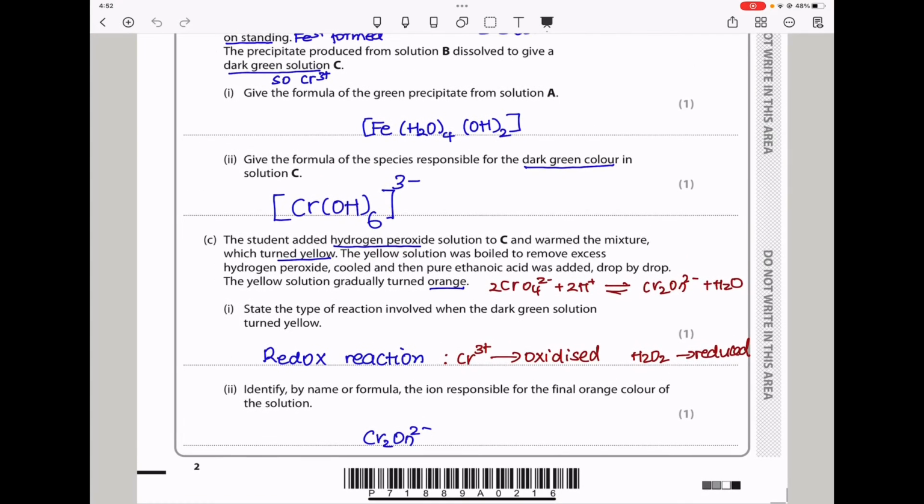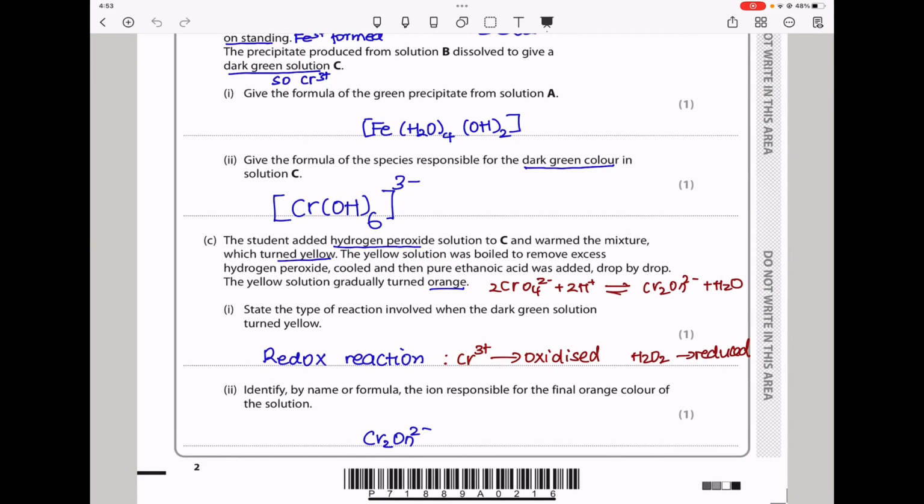In part C, the student added hydrogen peroxide and warmed the mixture which turned yellow. The yellow solution was boiled to remove excess hydrogen peroxide, cooled, and then pure ethanoic acid was added drop by drop. The yellow solution gradually turned orange. That is because chromate became dichromate due to this reaction here. The acid provided the hydrogen ion that converted chromate 6 into dichromate 6, and water is going to be produced as well.